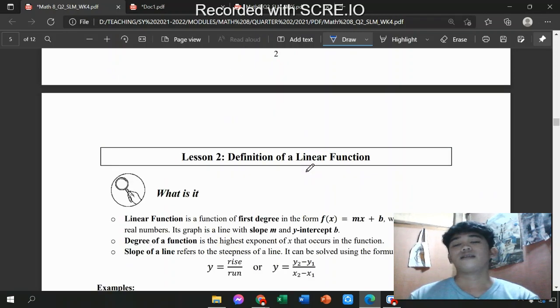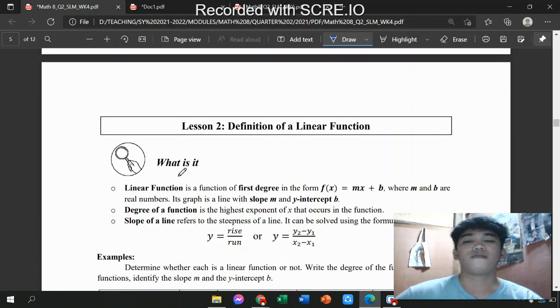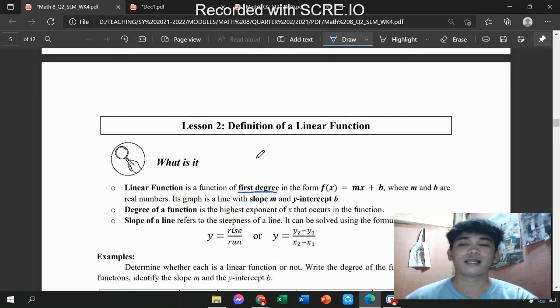Now let's go to lesson 2, definition of a linear function. Unsa man ang linear function? Linear function is a function of first degree. Unsa man ang first degree? Ang pinakadako nga exponent sa atong function should only be 1. Kung may exponent nga 2 or 3 or 4, dili na siya linear function. A linear function should have a first degree. 1 ra jud ang exponent.